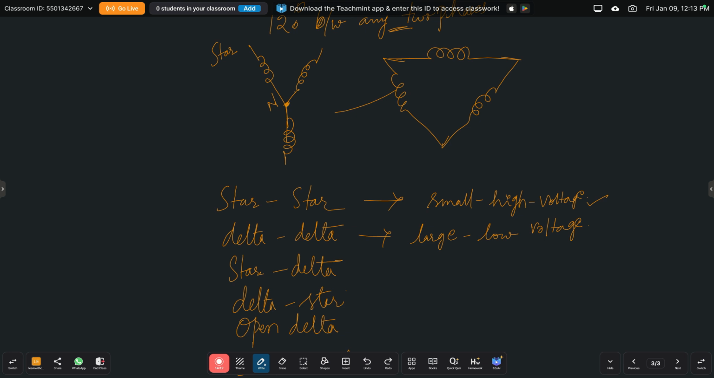In star to star, in this particular star connection, the number of required turns per phase is reduced, as the phase voltage in a star connection is 1 by root 3 times the line voltage.